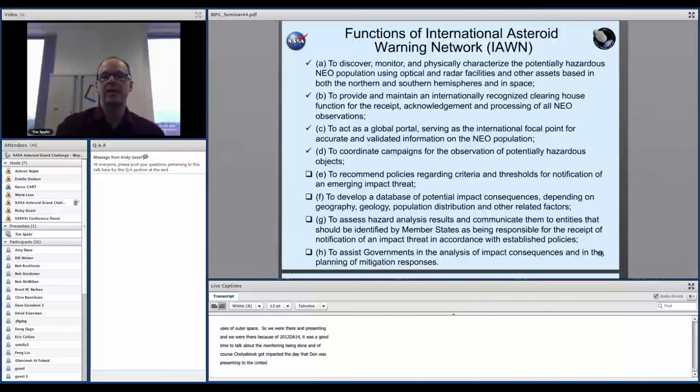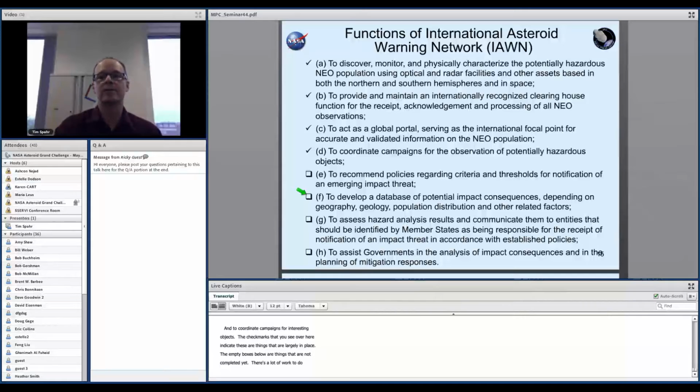So the functions of an International Asteroid Warning Network are to discover, monitor, and physically characterize potentially hazardous objects. Other functions would be to provide and maintain a clearinghouse for the receipt, acknowledgement, and processing of data. That would be the Minor Planet Center. There will be a global portal serving as an international focal point for communication, accurate and validated information on the population, and to coordinate campaigns for interesting objects. The check marks that you see over here indicate these are things that are largely in place. The empty boxes below are things that are not completed yet. There is a lot of work to do to establish this network in the best way possible.